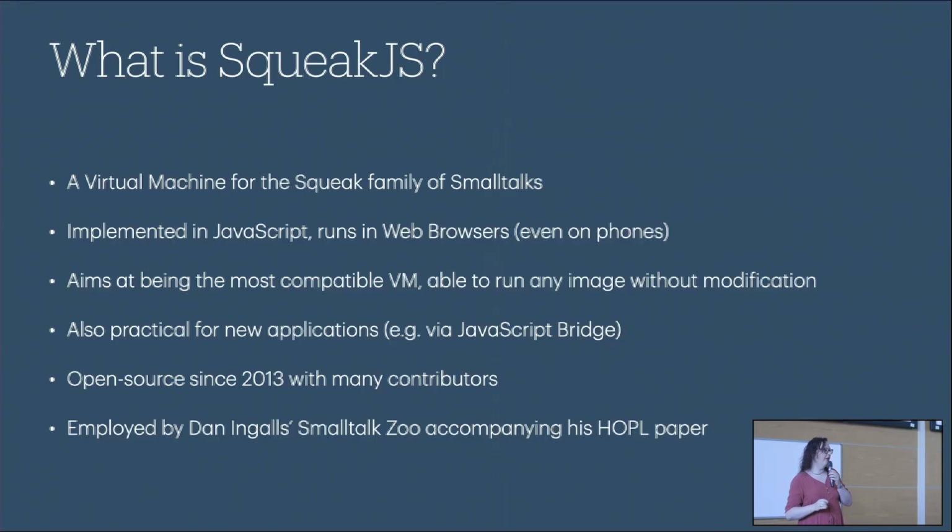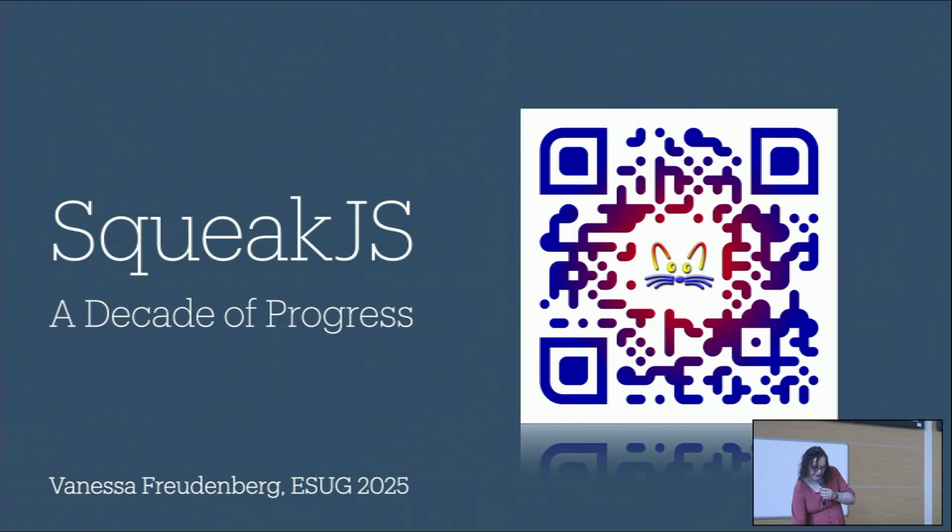It's implemented in JavaScript and runs in a web browser, even on a phone. If you just scanned that QR code, you could have Smalltalk running on your phone right now. Did you? No. You want to take a photo? Here. Okay. So it just goes to squeak.js.org. You can also just Google SqueakJS, it's the same.